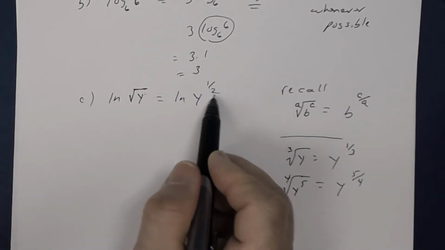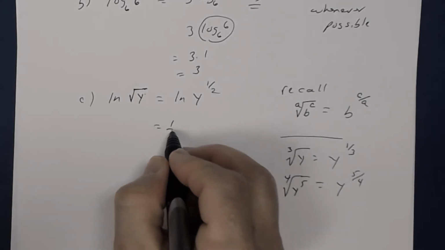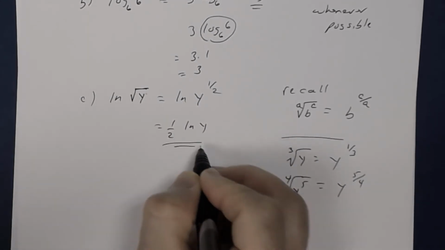And so now I can use a power rule. So what do I do with this 1/2? I write it in front as a product. So it becomes 1/2 times the natural log of y. Okay?